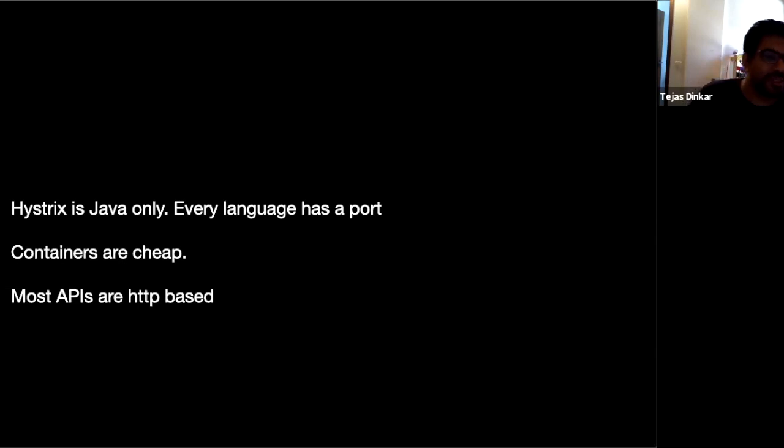How can we make our life more difficult with Kubernetes? No, I'm joking. But in essence, containers are cheap. And in 2020, the majority of your APIs are HTTP based, and gRPC is also HTTP based, being based on HTTP2. So what can we do to make this a little more scalable, a little easier to implement, and not as language dependent, considering that everything is HTTP based?